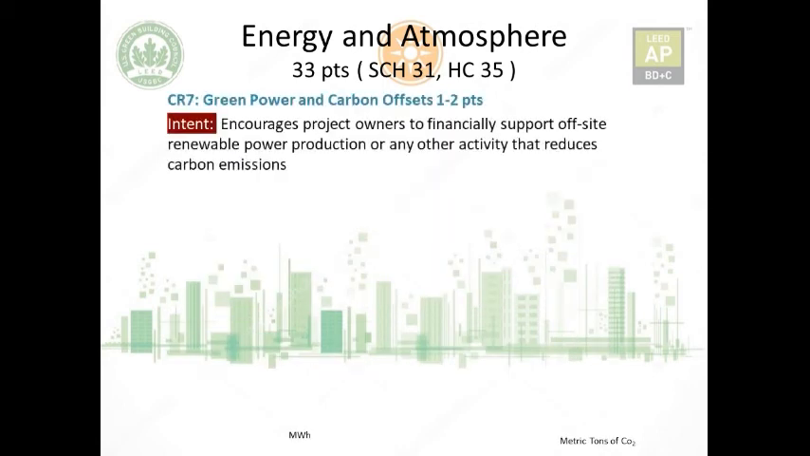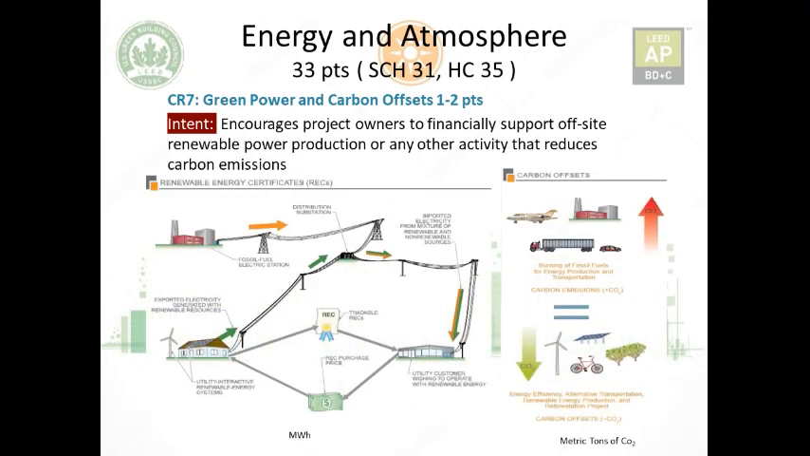Credit number 7, green power and carbon offsets, 1 to 2 points in all adaptations. This is an interesting concept. If you know that the utility that provides you with the energy or with the electricity, there could be multiple sources.